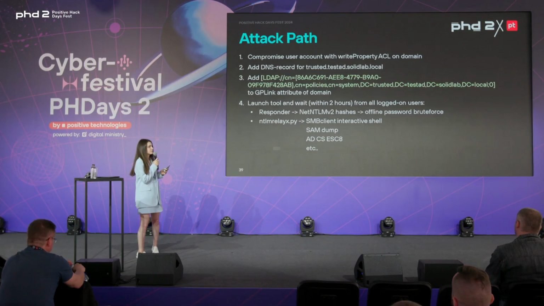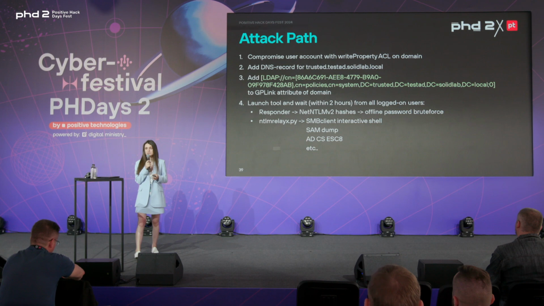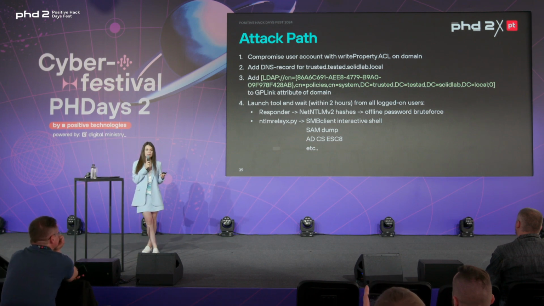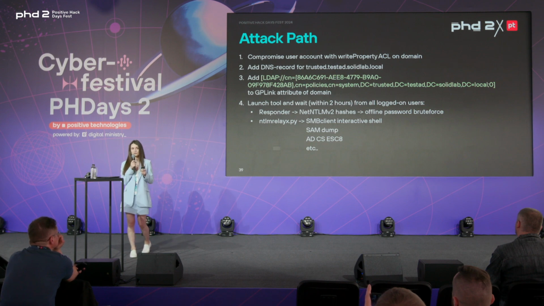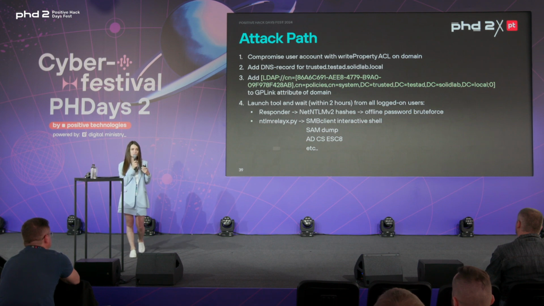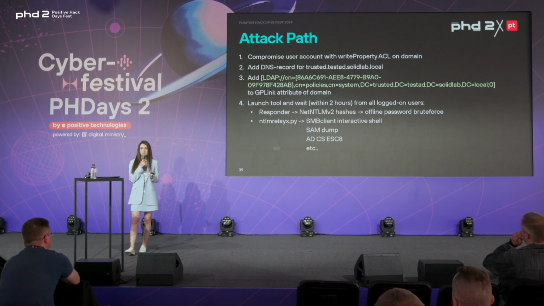So in just a couple of hours, we will be able to collect queries from all of the logged in users. This is the attack path. We compromise a user that has WriteProperty ACL on domain. Then we add a DNS record to some trusted, tested SolidLab local. After that, we change the GP link and we launch the tool. And then if we want to capture hashes, we launch the responder. If we do relay, then we will launch NTLM relays.